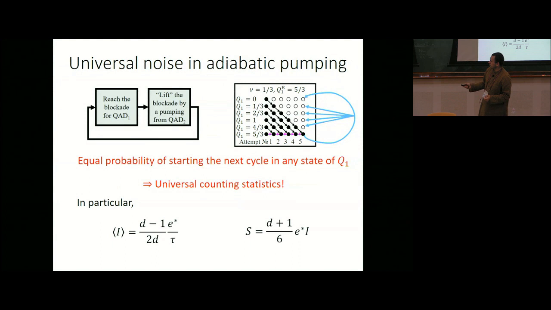And in particular, you can calculate the average current. It knows about the charge of the tunneling quasi-particle. It knows about the topological degeneracy of parafermions. It knows about the pumping cycle duration. And if you calculate the noise, you have the Fano factor, and the Fano factor knows about the tunneling quasi-particle charge and about the topological degeneracy of parafermions. That is it. I've constructed my pump with universal noise.